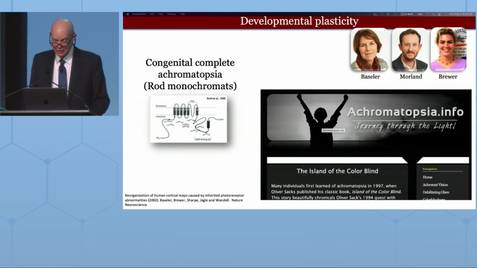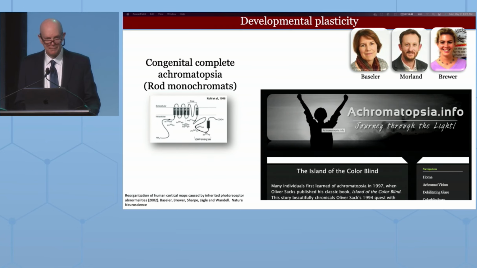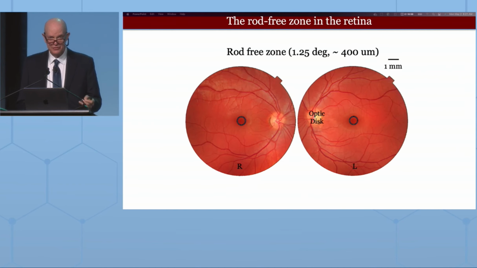And we started to take a look. So back in about 2000, a little past, in 2002, with the help of colleagues from ophthalmology, I was fortunate to be able to recruit some congenital complete achromatopsic patients, or what some colloquially call rod monochromats. And they were a great topic to try to understand some developmental plasticity. And the reason for that is, at the very center of your gaze in your fovea, there's a region about 400 microns across, about 1.25 degrees of visual field, where there are no rods, what's called the rod-free zone.